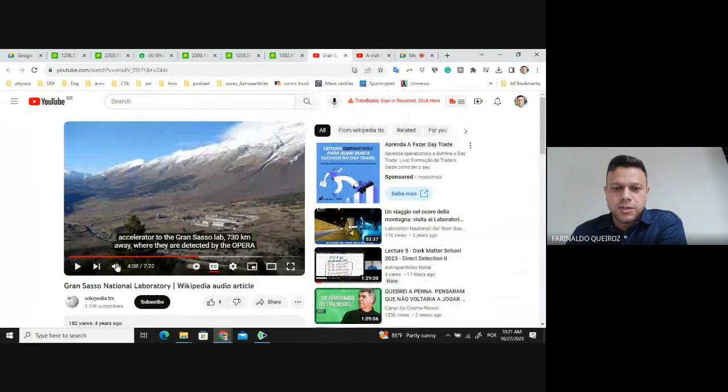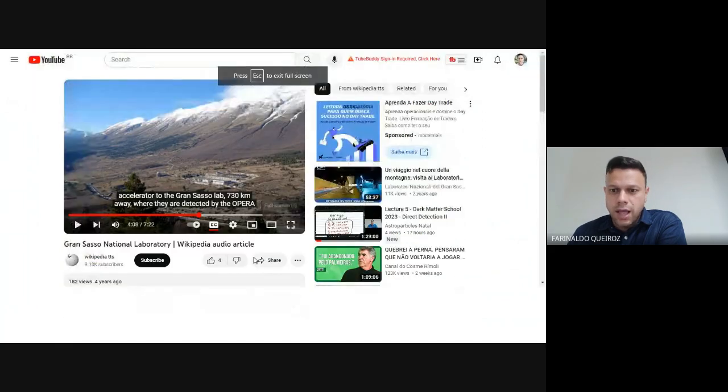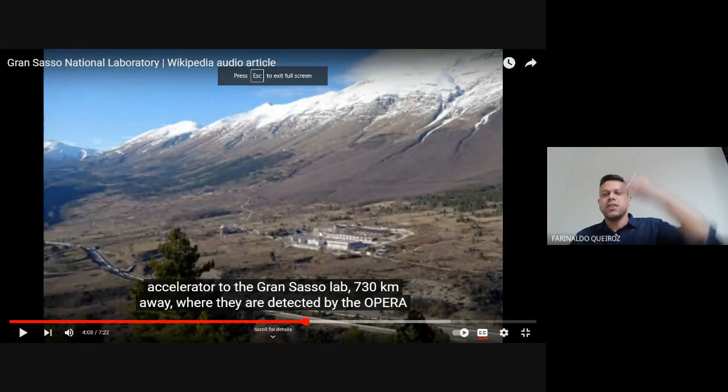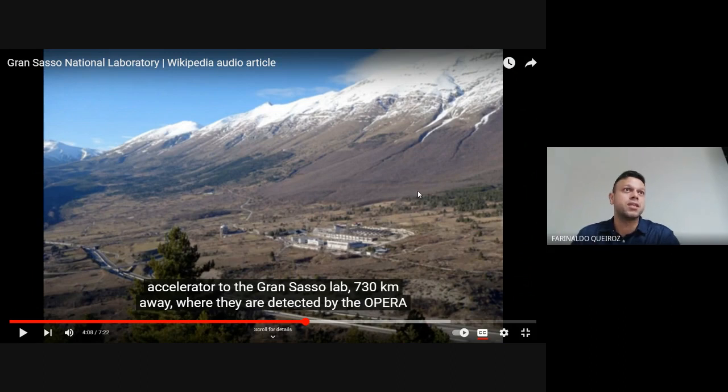So this is the photo of the Gran Sasso lab, and the thing you saw on the road is under that mountain. So the direct detection experiment is right underground, under that mountain. And there is a road which goes through that mountain and comes out on the other side of the mountain. Okay?